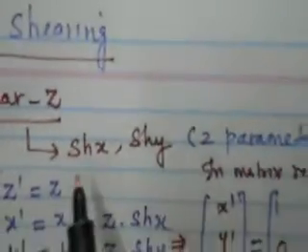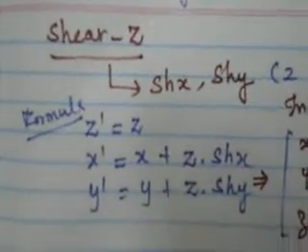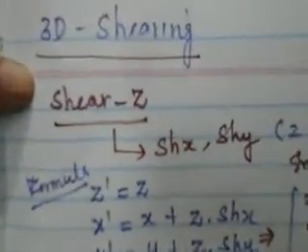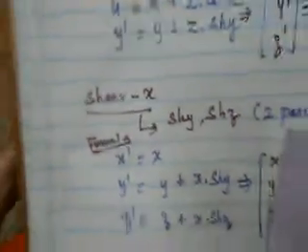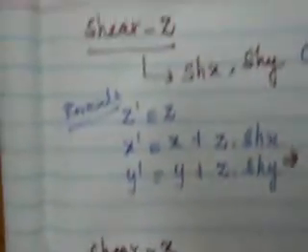3D shearing. Changing the shape of an object is called shearing. Shearing done in a three-dimensional plane is called three-dimensional shearing. We have three different types of shearing: shearing with respect to the x-axis, shearing with respect to the y-axis, and shearing with respect to the z-axis. So we have three different types of shearing.